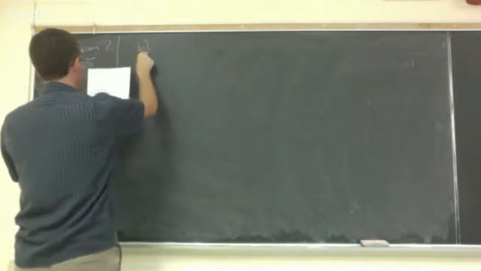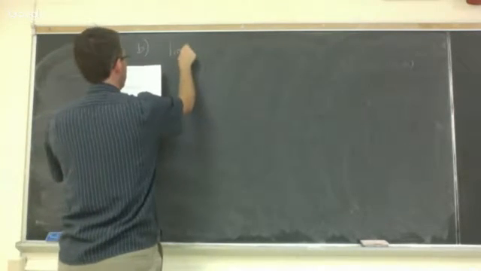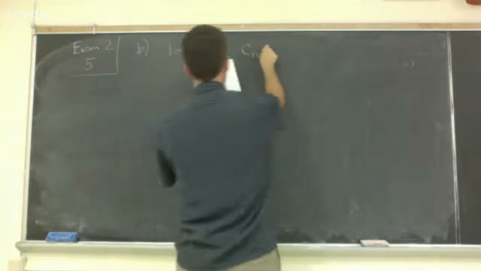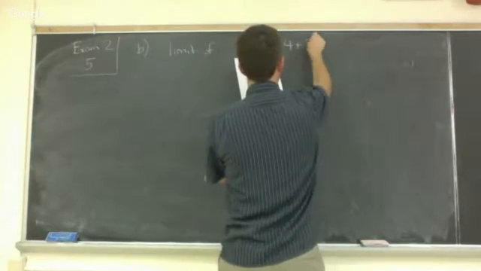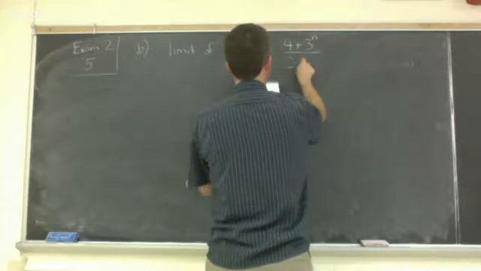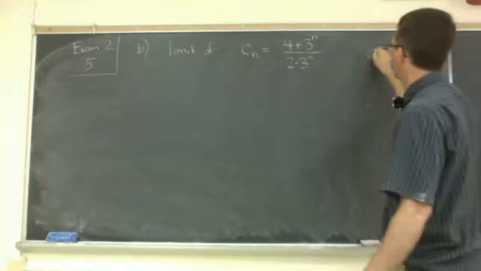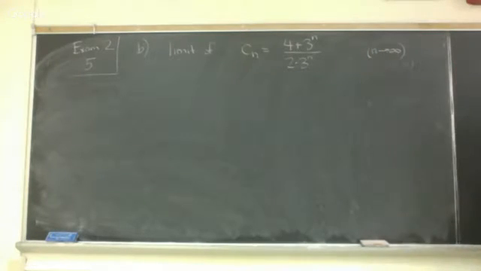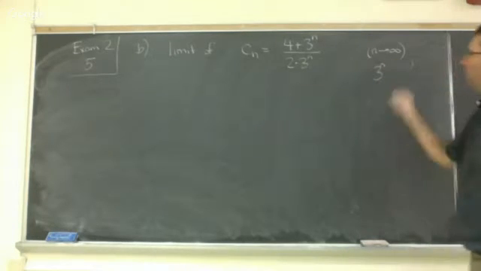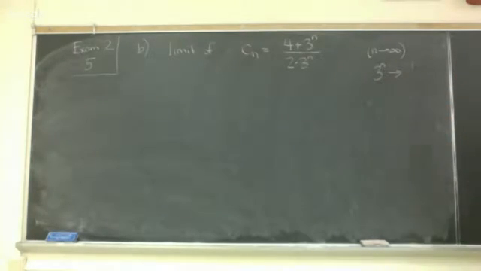All right, so part B, we're finding the limit. And for sequences, whenever we're talking about limit, we're talking about n going to infinity. So what happens to 3 to the n when n goes to infinity? It gets bigger and bigger, right? And so this is going to go to infinity.